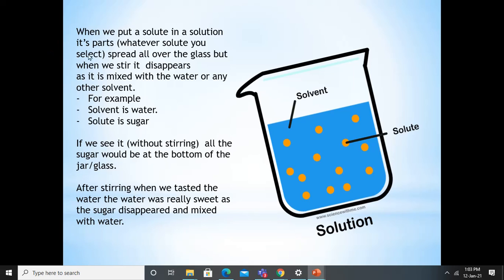Again, over here you can see the picture of a solution in which the yellow parts are the solute and the blue one is water, which is the solvent. This is just for understanding: the yellow one is sugar and the water is the solvent, and right now it's not mixed.